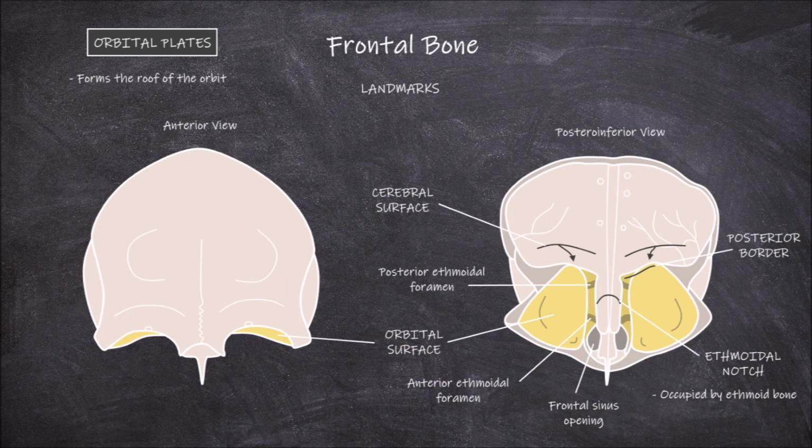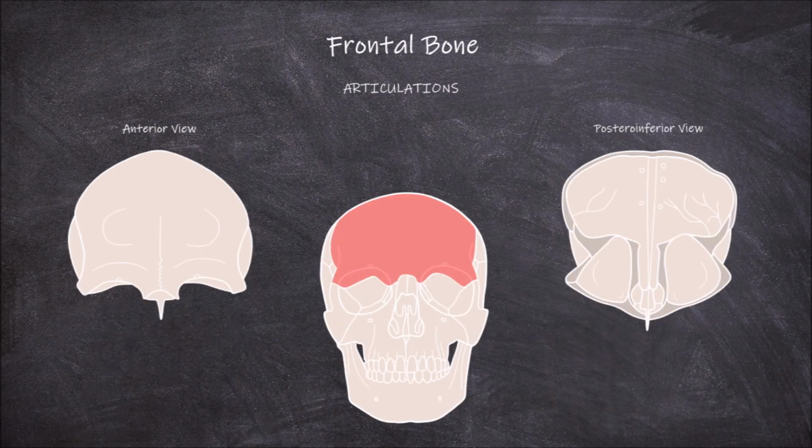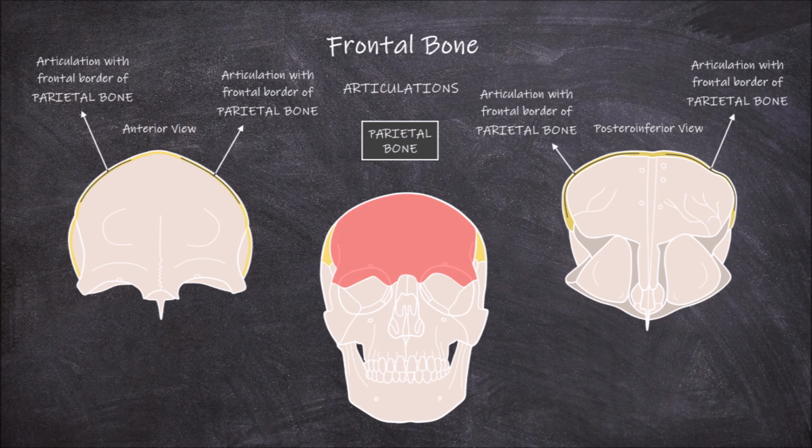Let's now take a closer look at the other bones this bone articulates with. This bone articulates with 12 other bones. The first of these articulations is with the two parietal bones. The parietal margin at the posterior of the frontal bone articulates with the frontal border of each of the parietal bones. This forms the frontoparietal suture, also known as the coronal suture.